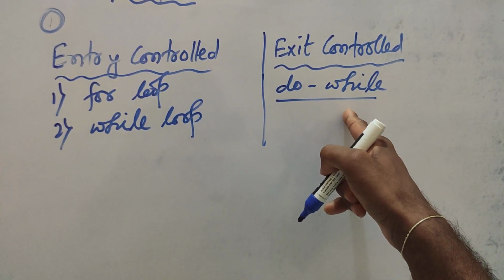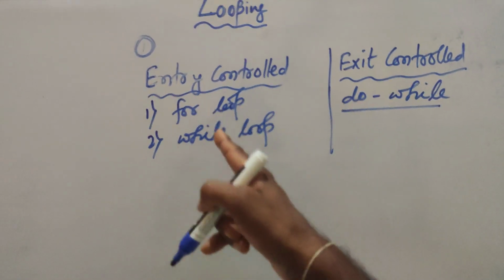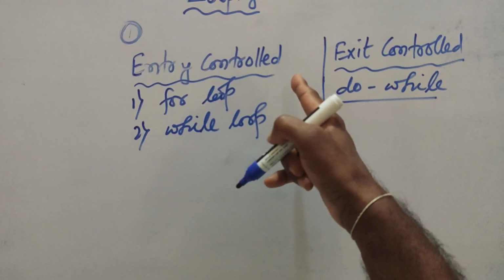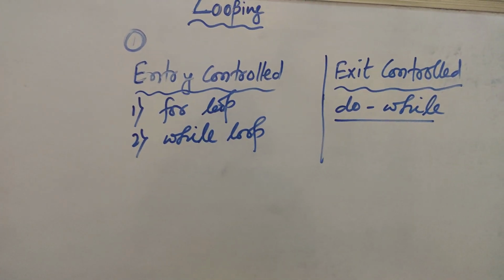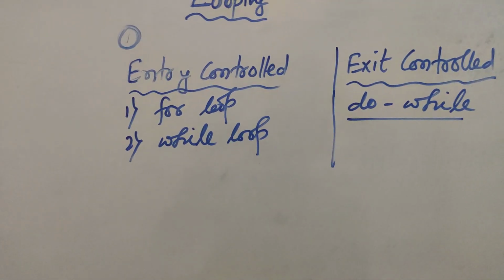Why will it execute once? In the do while loop, the condition will be at the last. In the entry control loop, the condition will be at the first. Okay, that is the difference. Now the syntax for loop.